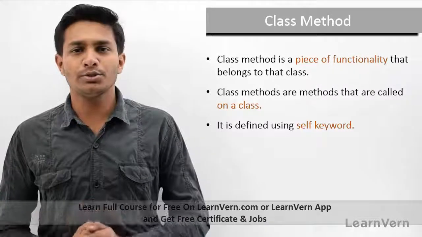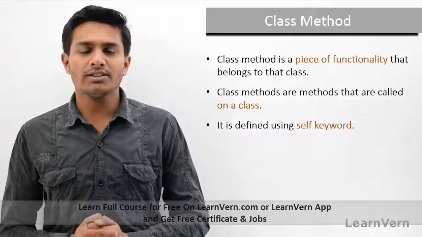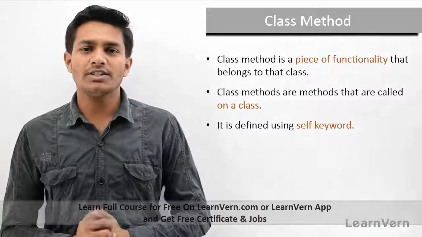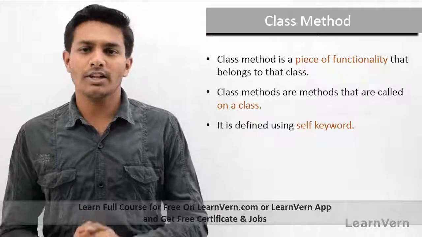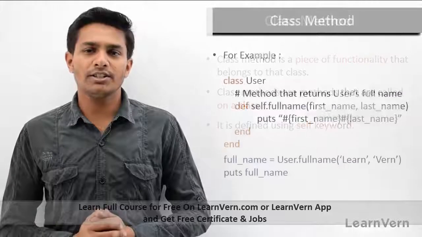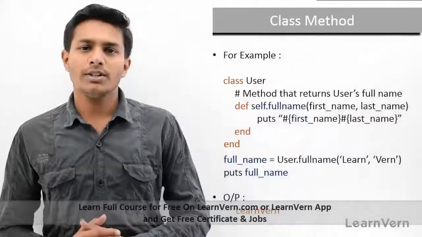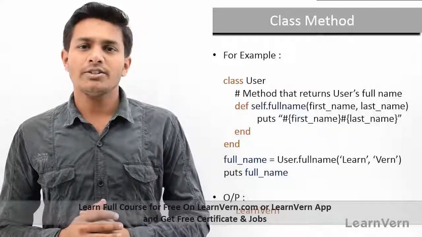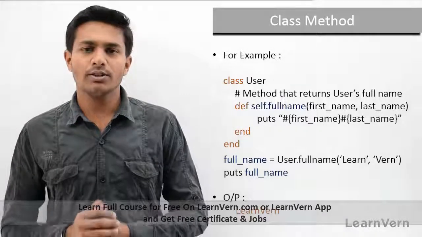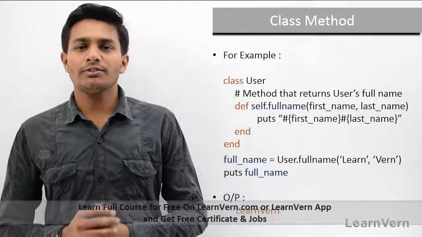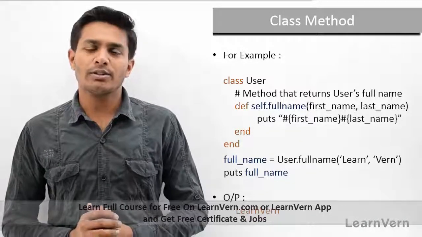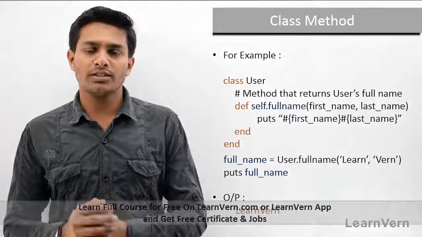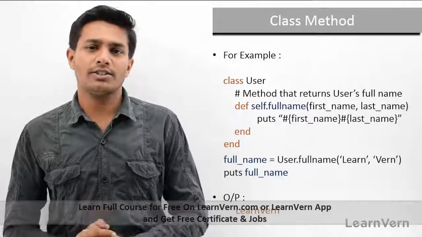What we just need to do is call that class dot the name of the method, and in this way we can easily handle and work with class methods. So here on the screen you can see an example. In this example, I have created a User class and one self dot method. It takes two parameters as arguments, first name and last name, concatenates both the variables and returns us the string.